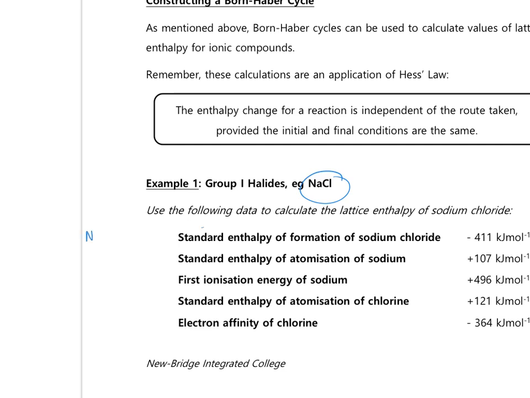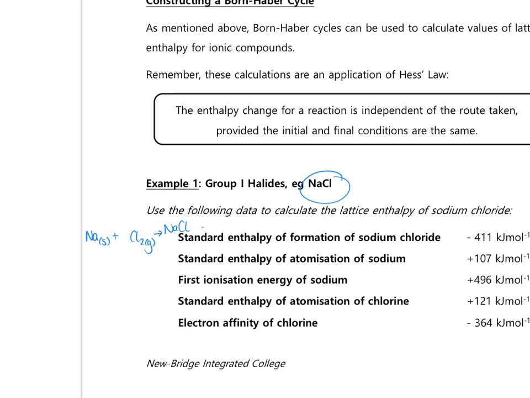So sodium chloride, it's obviously made up of sodium and chlorine. Sodium, in its element form, in its standard state, would be Na. Chlorine is Cl2. Remember, it's a diatomic gas. And that's going to form NaCl.